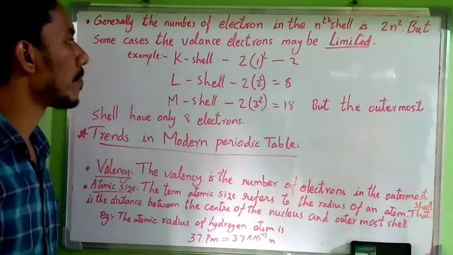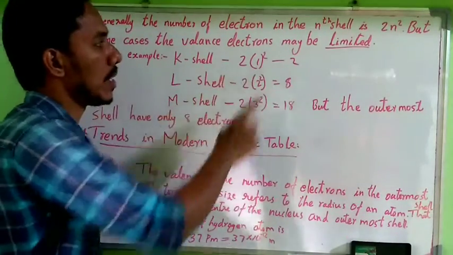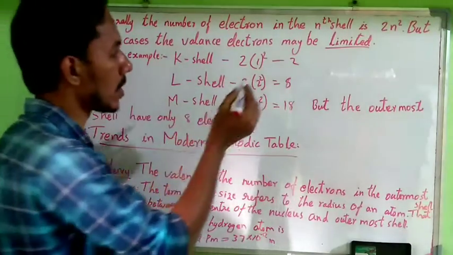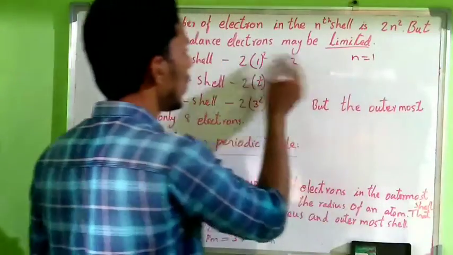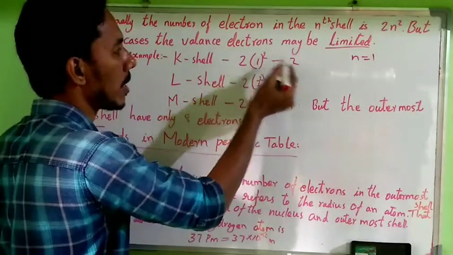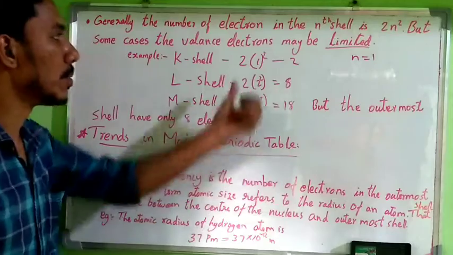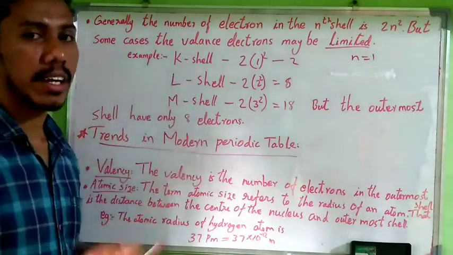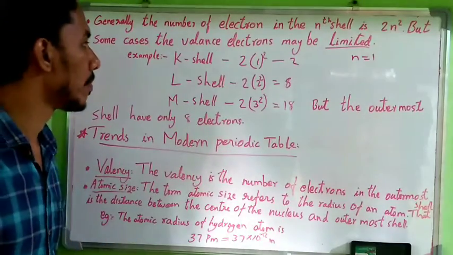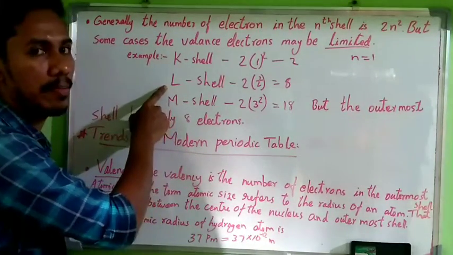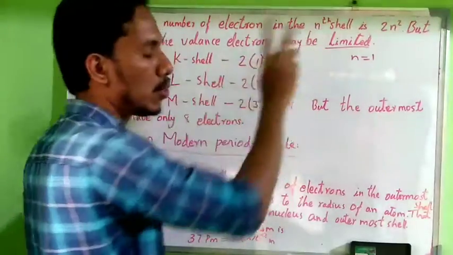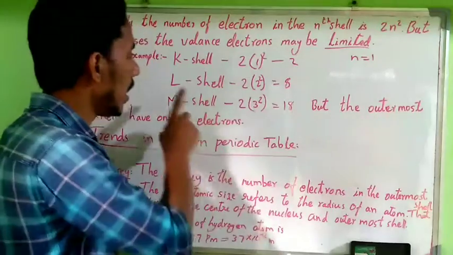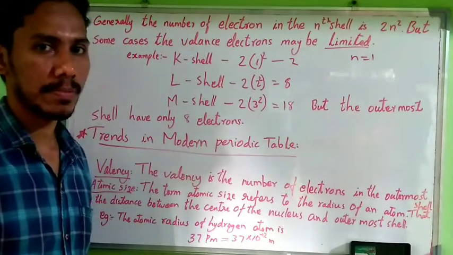For example, for the K shell, 2n square, 2 into 1 square means 2. K is the first shell, so put n equal to 1, then 2 into 1 square is 2. So the K shell contains only 2 electrons. The L shell is the second shell, so put n as 2. Then 2 into 2 square is equal to 8. So the L shell contains 8 electrons.